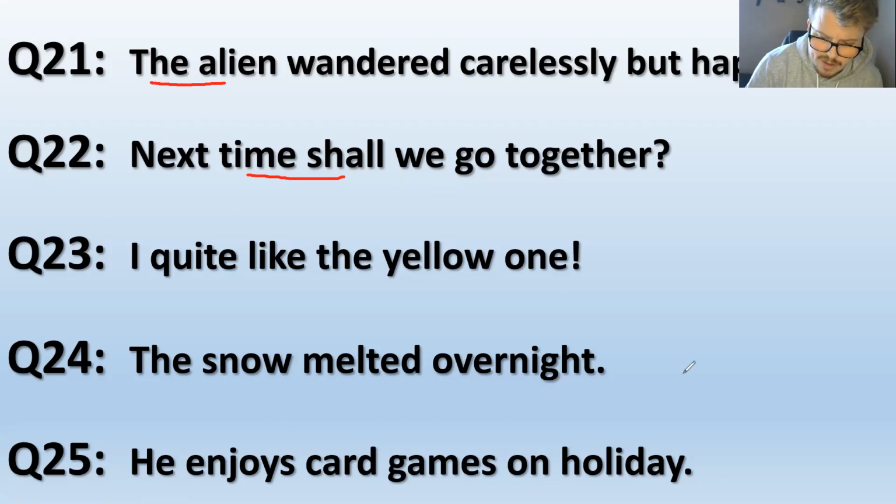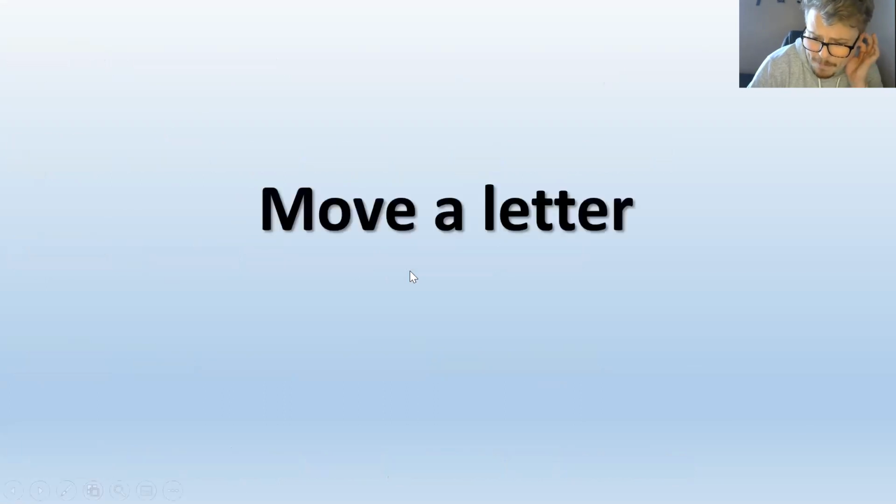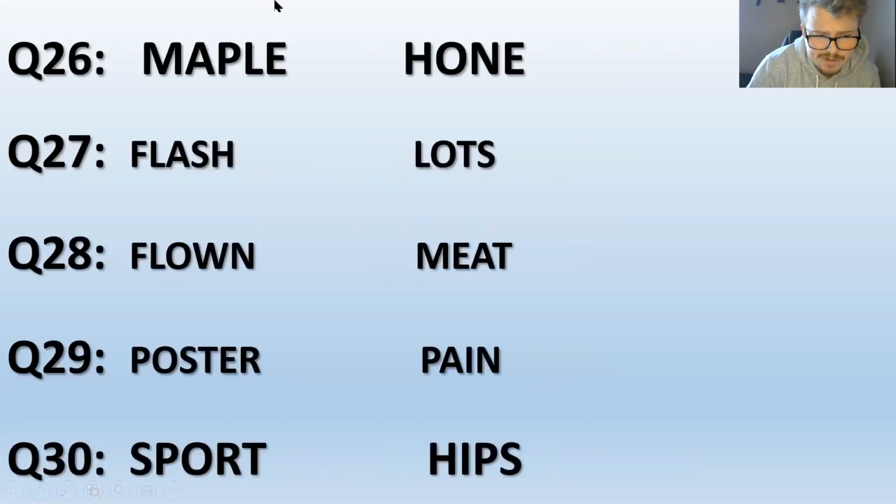And the final section, we did move a letter, which is where we need to move a letter from the word on the left, place it into the word on the right, and we need to be left with 2 real words. Okay, so we can't jumble the letters around. The letters must stay exactly as they are. The only letter we can move is just one letter from one word to another word.